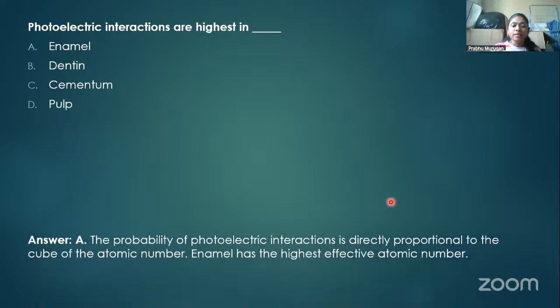Okay, that is enamel. So the probability of your photoelectric interactions is directly proportional to the cube of your atomic number. So if you consider your enamel, it has more calcium, right? And it has the highest atomic number compared to the dentin, cementum, and pulp. Since it has the highest atomic number and the photoelectric interactions are proportional to the cube of the atomic number, the answer becomes option A invariably.